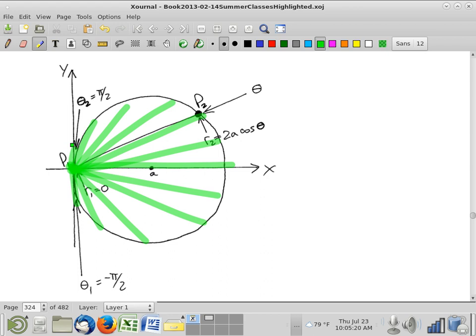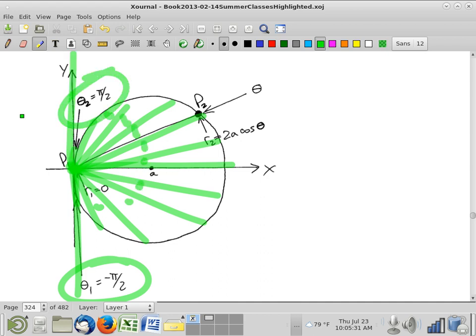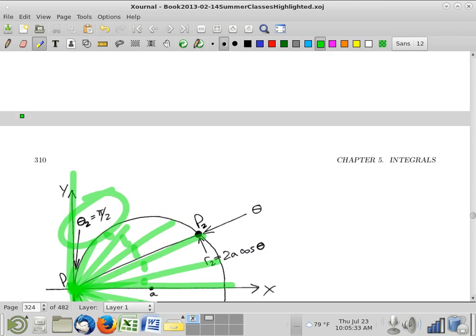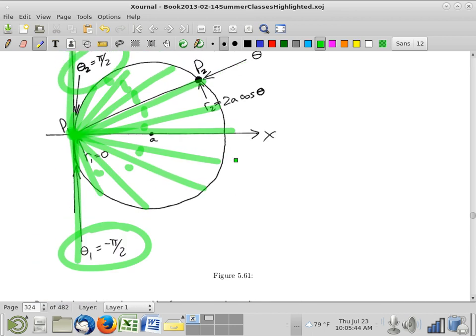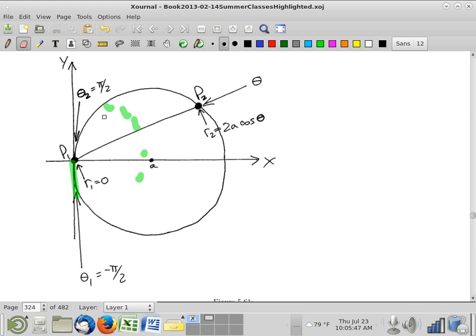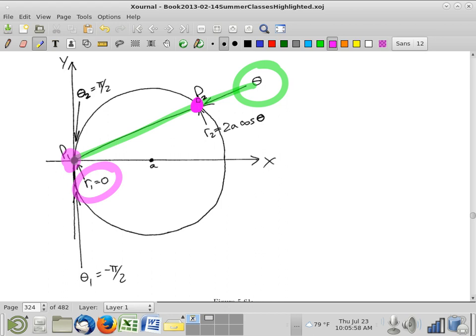Right. So, the first slice, negative pi over 2. The sequence of slices keeps going around. The last slice, positive pi over 2. So theta goes from negative pi over 2 to positive pi over 2. For a given value of theta, pick a theta, right? R starts at the origin, so R starts at 0, and then R ends at that point.